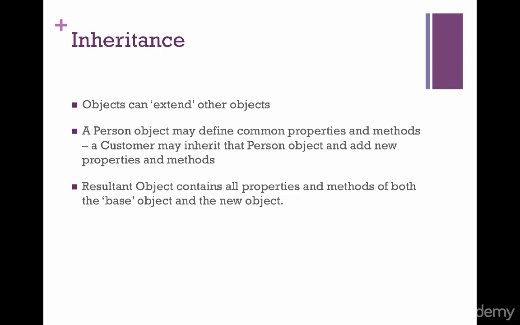In this way, common properties and methods, for example an address and a name, can be built into the person base class, and specific properties and methods that only relate to the new type of object are only written to the new object. Therefore, the resultant object contains all the properties and methods of the base object and all the new methods and properties of your new object.